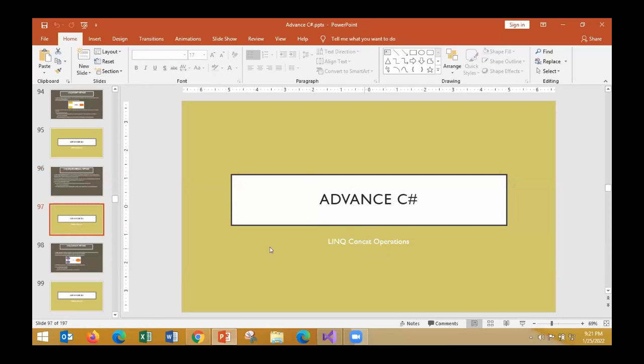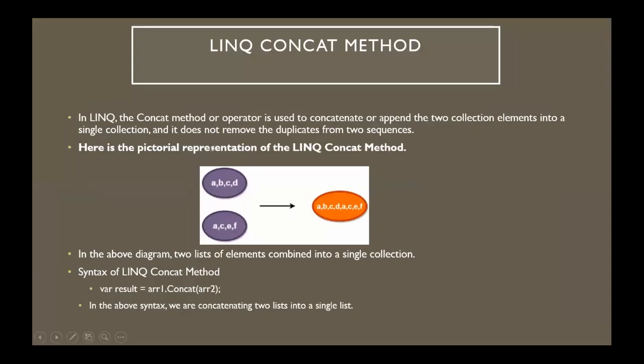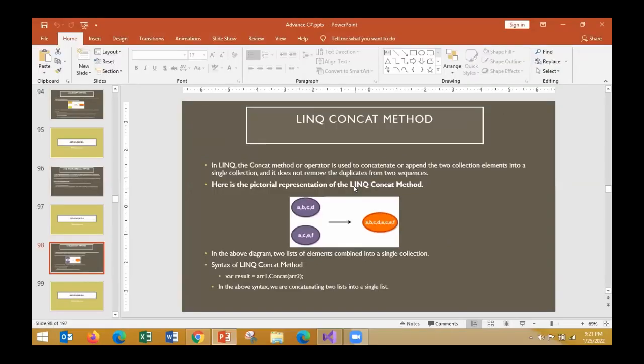And then we have the Concat operator. This is to combine. The Concat method is used to concatenate or append two collection elements into a single collection. It does not remove the duplicates from the two sequences. It will have duplicates also. ABCD, ACEF: C is duplicated, so the result will be ABCDCEF. So it's a very straightforward operation.